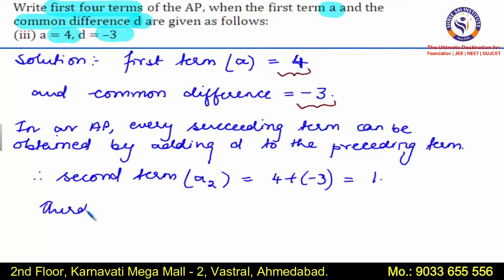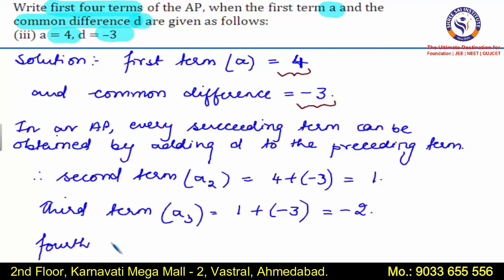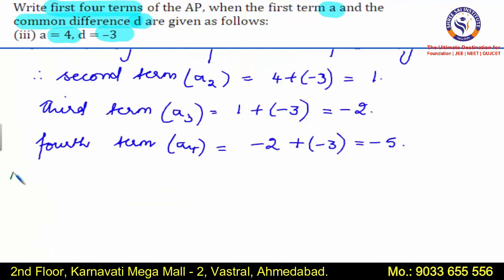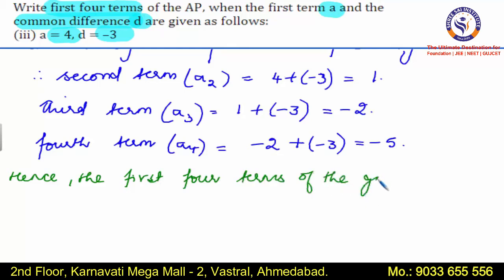Similarly, the third term can be obtained by adding the common difference to the second term, that is 1 plus -3, this is equal to -2. The fourth term can be obtained by adding the common difference to the third term, that is -2 plus -3, this is equal to -5. Hence, the first four terms of the given AP are 4, 1, -2 and -5. This completes the solution.